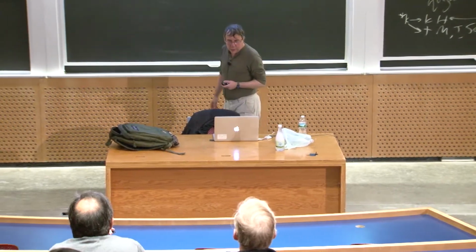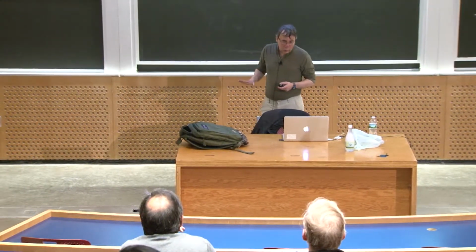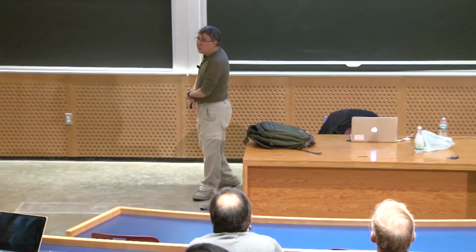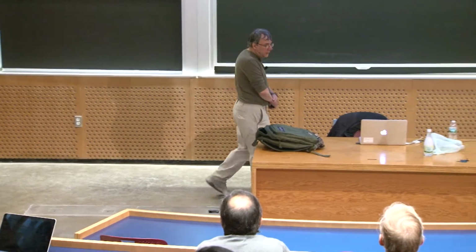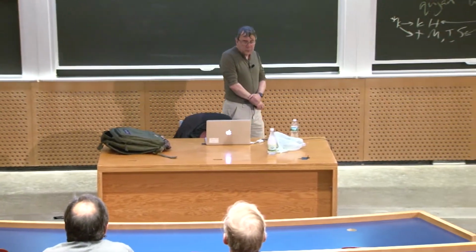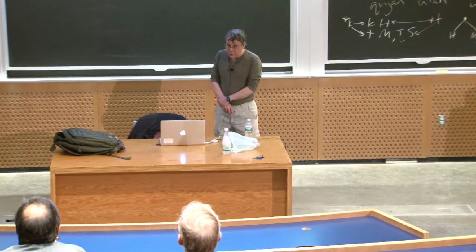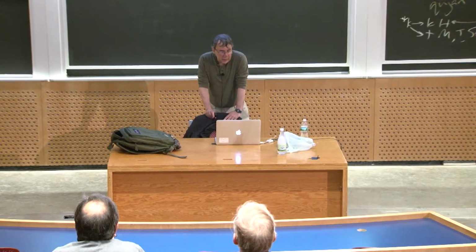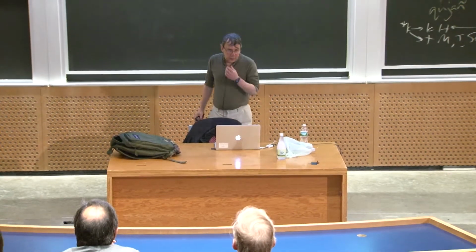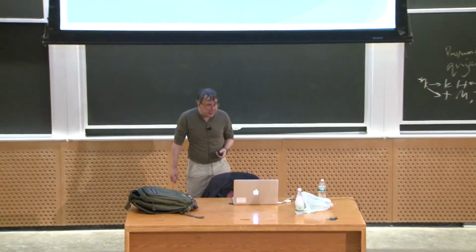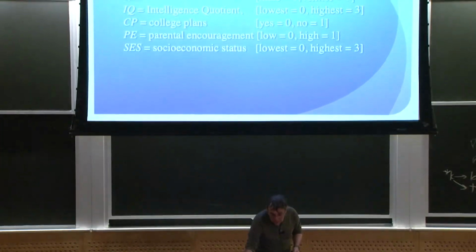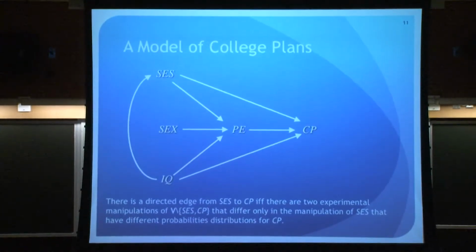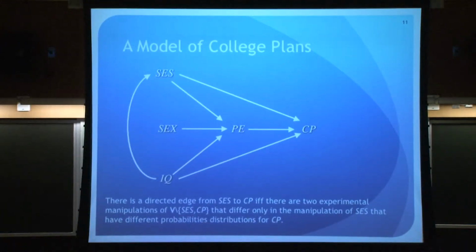So I'm going to illustrate this with a somewhat old and very simple study, which had to do with the question of what caused children to plan to go to college. And they measured 5 variables: sex, IQ, college plans, parental encouragement, and socioeconomic status. And this is simply an illustration of a model of college plans.